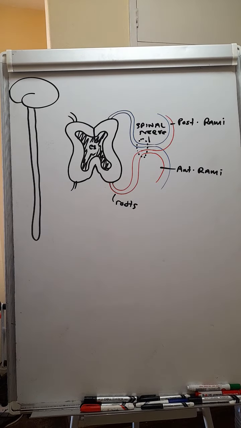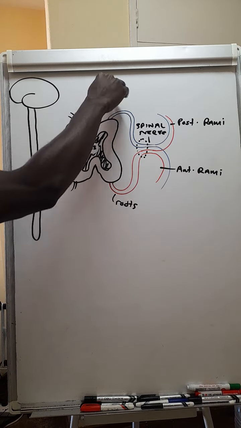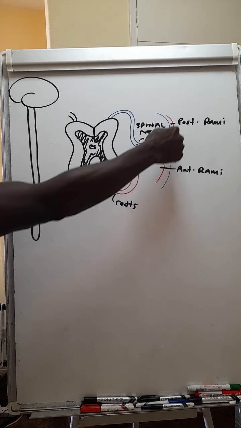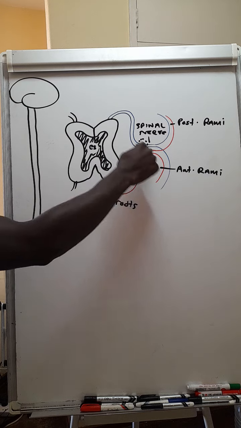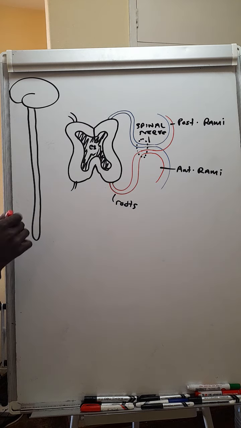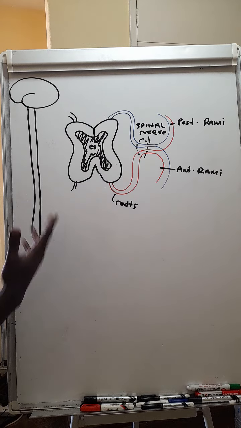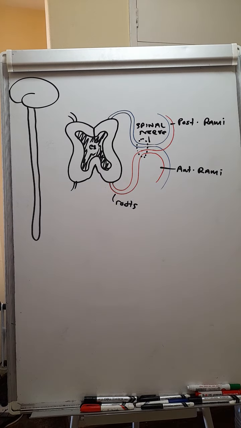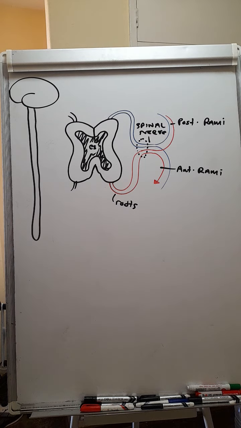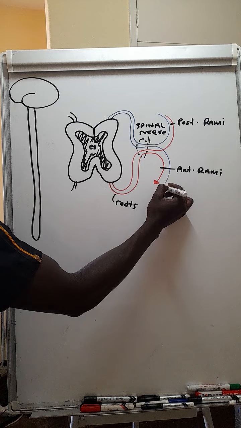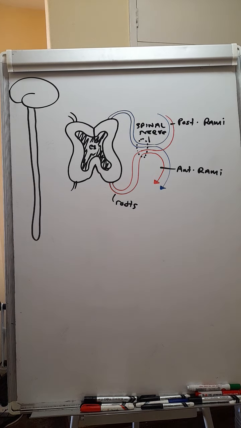The posterior rami is going to supply muscles of the back and skin at the back. So muscles of the back in red and skin at the back in blue. And then the anterior rami, which is larger. The anterior rami is larger than the posterior rami. This is going to supply muscles of your limbs, muscles of the anterior abdominal wall. So it's large, and it has both motor and sensory. Much of the nerves that we talk about in anatomy will be the anterior rami.